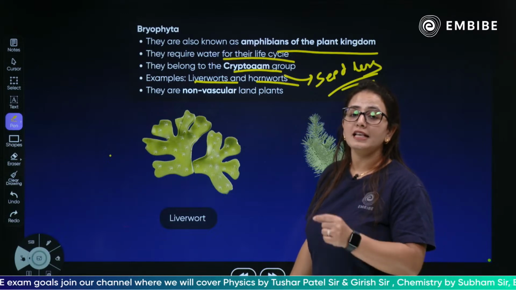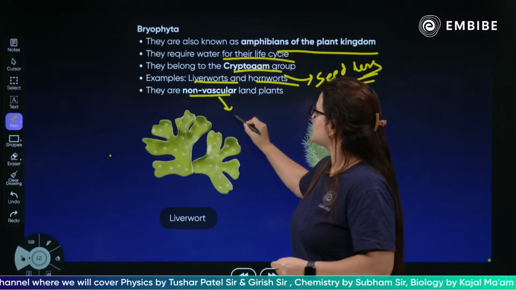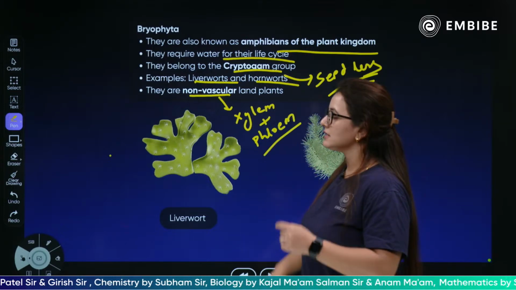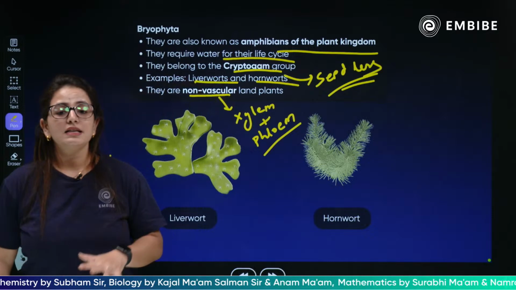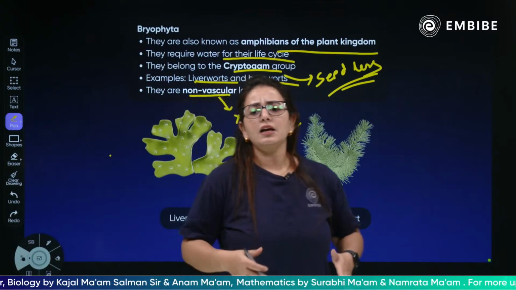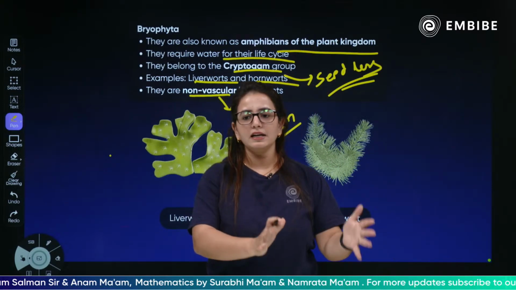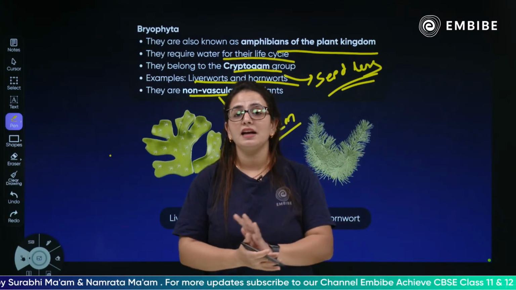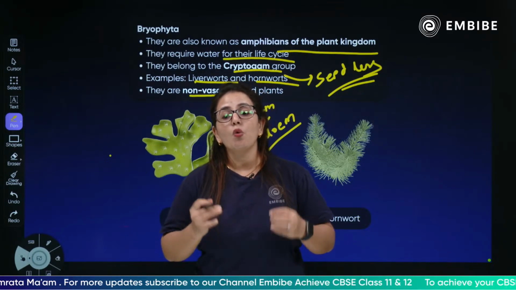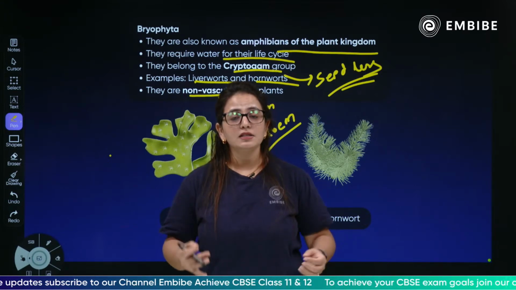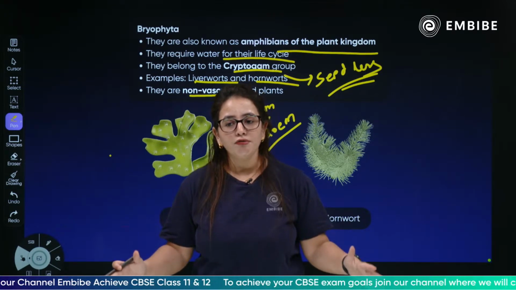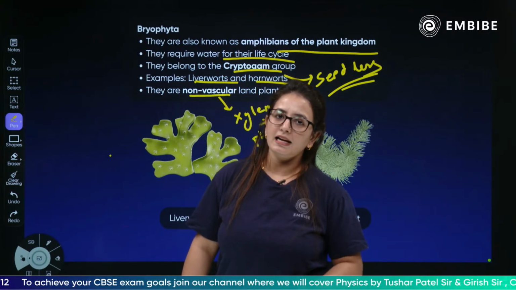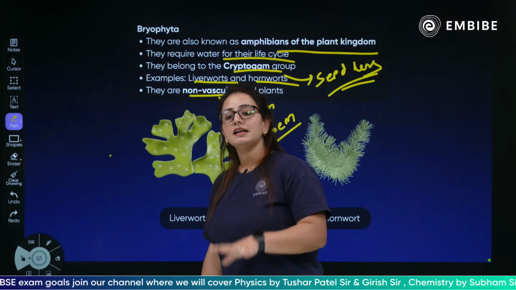These are non-vascular land plants. What does non-vascular mean? It means they do not possess xylem and phloem. That is why they are called non-vascular plants. So that is why, children, they are called amphibians of the plant kingdom. They are present on the land and do not have a vascular system. They lack phloem and xylem for conduction, but to complete their life cycle they need water. They are basically present on the land and yet they need water to complete their life cycle.